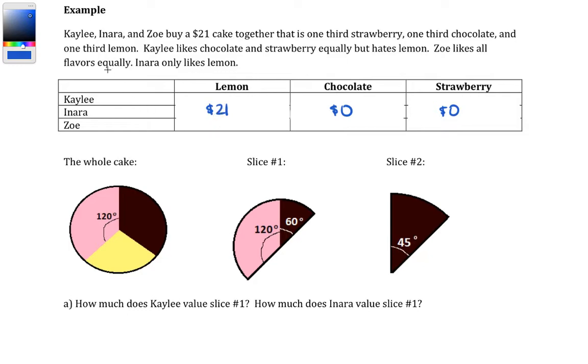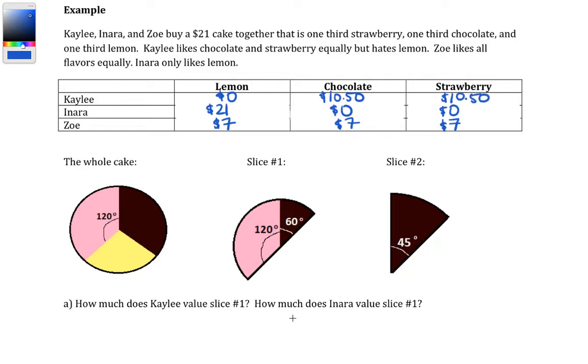Now let's talk about Zoe. Zoe likes them all equally, so that $21 gets divided evenly into three parts. 7 times 3 is 21, so each part is worth $7. Kaylee likes chocolate and strawberry but hates lemon, which means lemon is $0, and then that $21 gets divided in half between chocolate and strawberry. And 21 divided by 2 is 10.50.